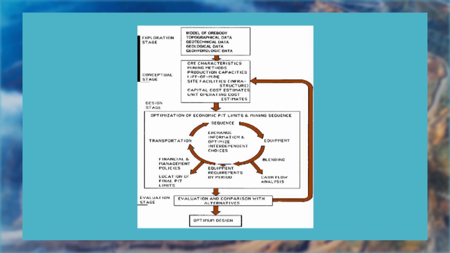Conceptual stage covers ore characteristics and the mining method that has to be selected, whether it is open pit, open cast, or a stripping method, etc. Production capacity, the targeted production, is given either in million tonnes per annum or thousand tonnes per annum. And life of the mine means the total operating life of the mine. Site facilities and infrastructure, that is, the number of machineries available, etc.